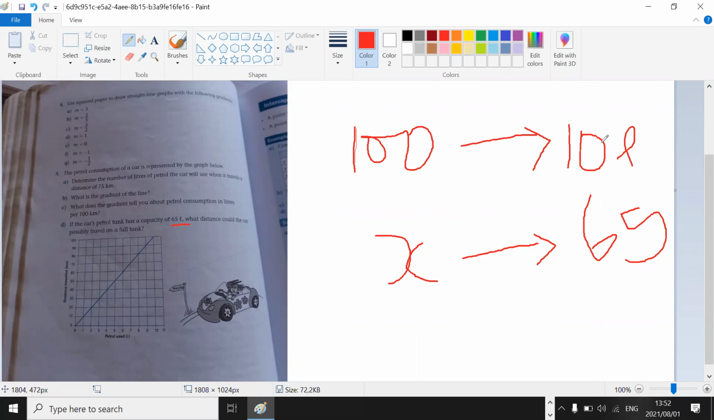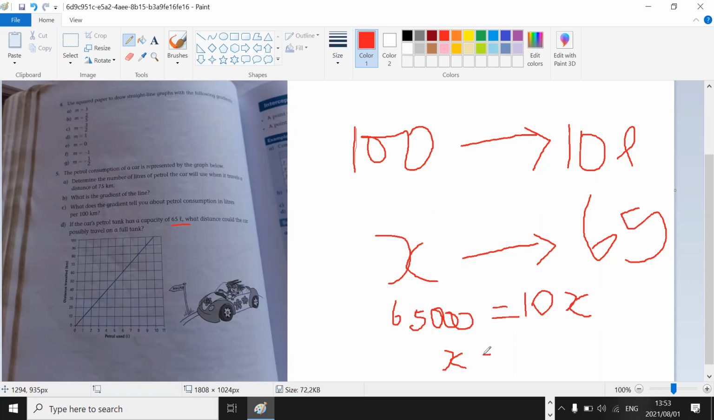So you cross multiply the information. You multiply 100 with 65. What do you obtain when you multiply 100 with 65? I got 65,000. That is 65,000. All right, then 65,000 you equate with X multiplied by 10, which gives 10X. Then from there we make X the subject of the formula by dividing both sides by 10.